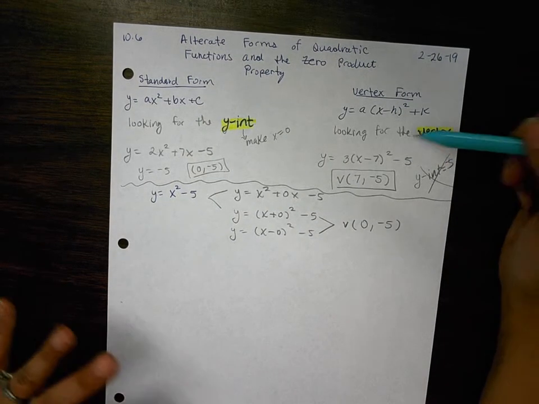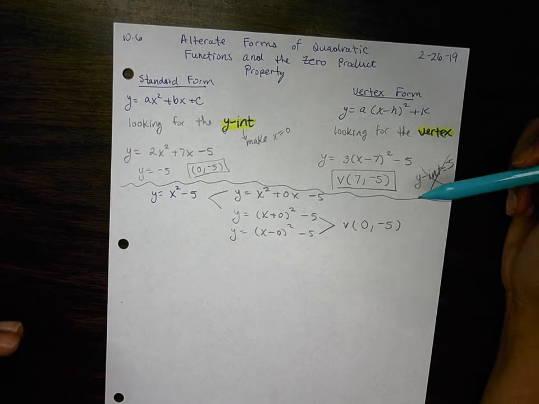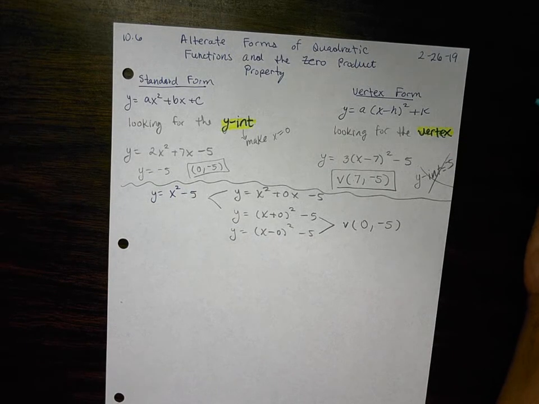Okay, so do you agree when you're graphing, vertex form is a nice form to have it in because you know which way to translate right, left, or up, down? Does that make sense? Yes.